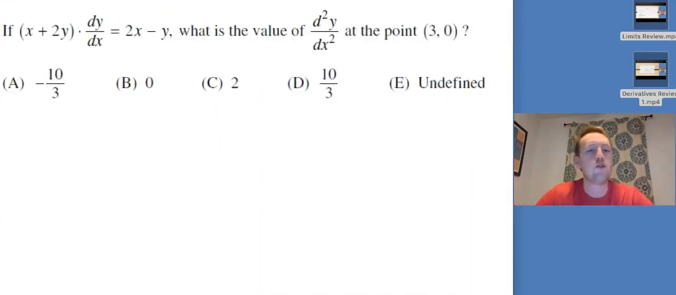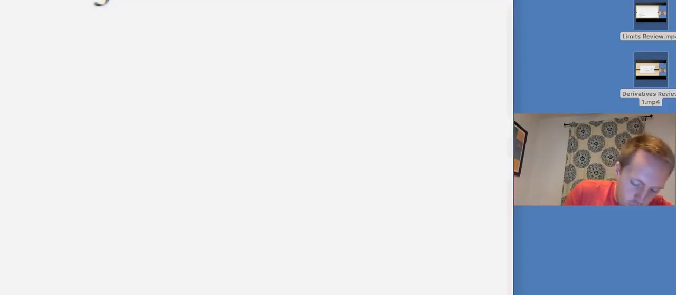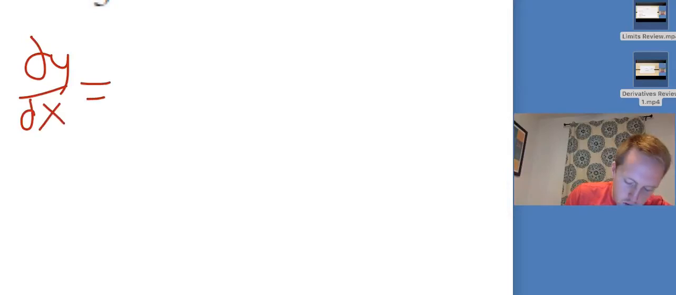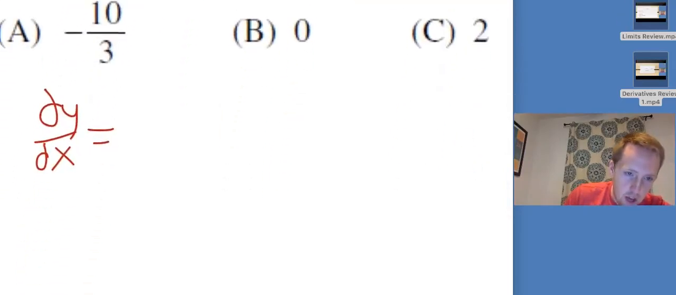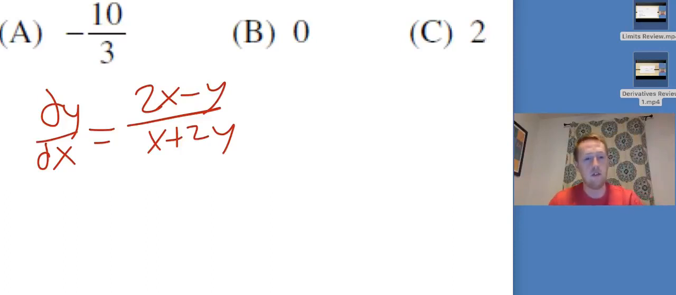x plus 2y times dy dx equals 2x minus y. What is the value of d squared y dx squared? So that means second derivative at the point 3, 0. Okay, there's a bunch of different ways to do this. What I like to do is I like to move that x plus 2y over now, and I'll just use quotient rule. So that means, let me zoom in. I know I'm going to need a lot of space. dy dx equals 2x minus y over x plus 2y. So I'm going to start taking the derivative of this.